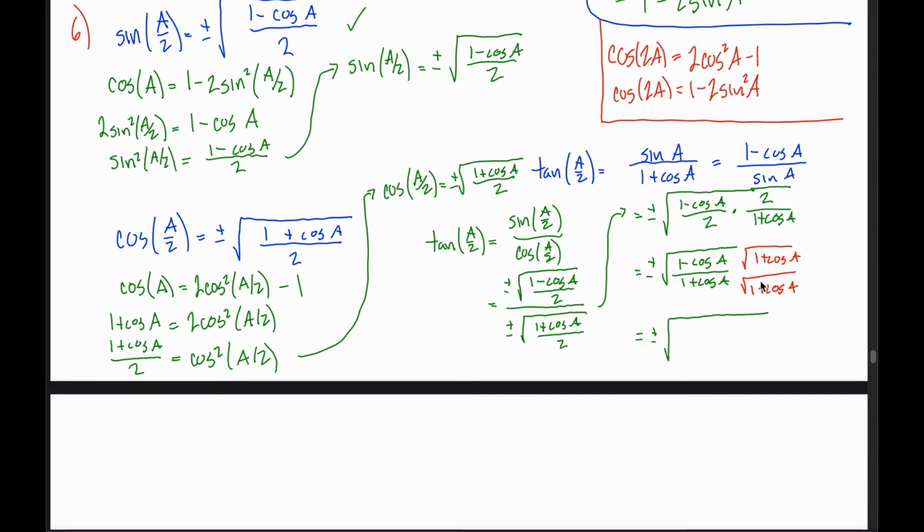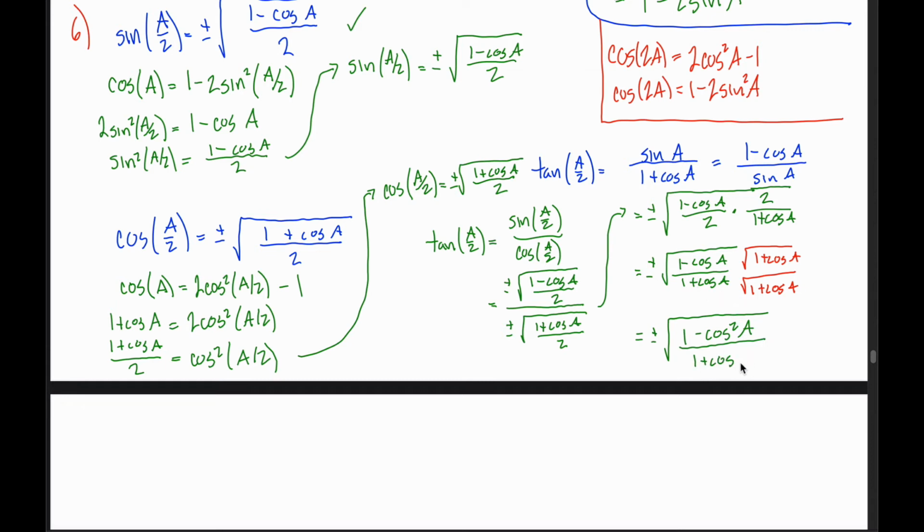When I'm multiplying fractions, I multiply straight across. When I multiply the square root of something times the square root of something else, I get the square root of the product of those two things. So in the numerator, all I've got to do is figure out what 1 minus cosine of A times 1 plus cosine of A is equal to. If you FOIL, 1 times 1 gives you 1. 1 times cosine of A gives you positive cosine of A, but 1 times negative cosine of A gives you negative cosine of A, and those two cancel out. And then negative cosine of A times positive cosine of A gets you negative cosine squared A. In the denominator, I'm not going to bother FOILing things out because what I have is a perfect square.